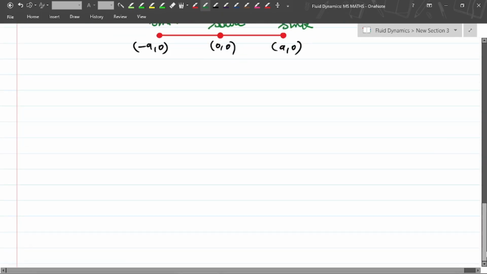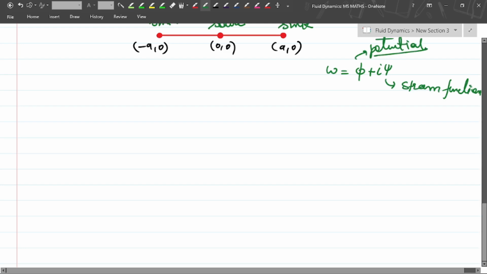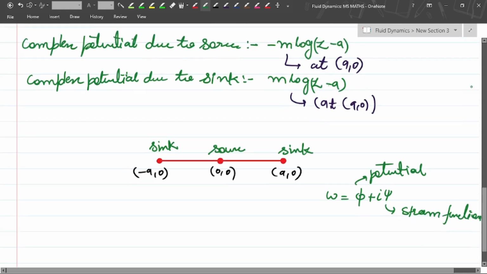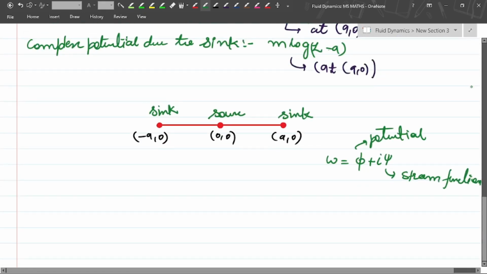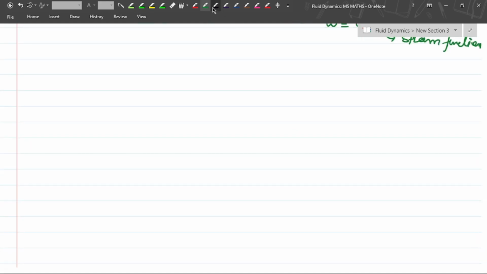So now we'll find the streamline. How can we find the streamline? First of all, we have to get w equals phi plus iota psi. This is the stream function, and this is the potential function. To get the potential line, we'll put this as constant. To get the streamline, we'll put this as constant. It is log z plus a, log z minus a. We'll convert it into Cartesian coordinates so that we can find x plus iota y terms, or just separate it.